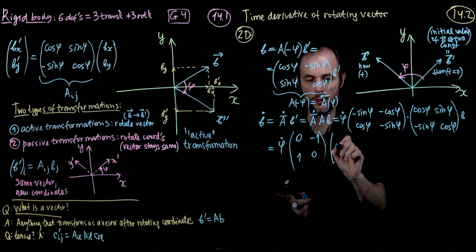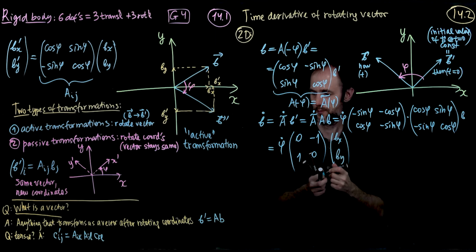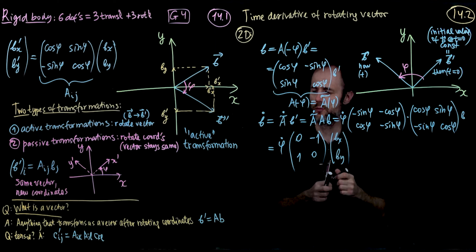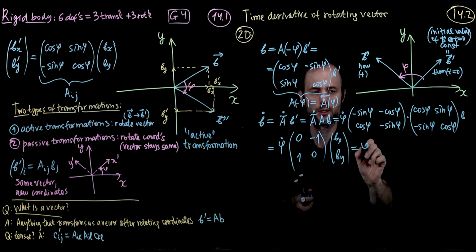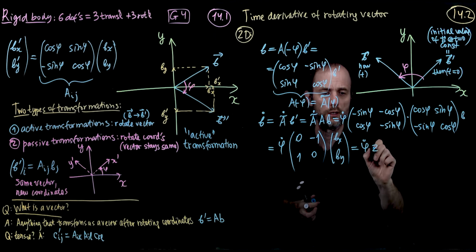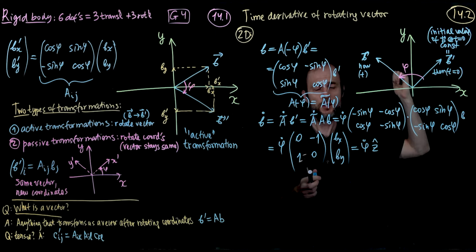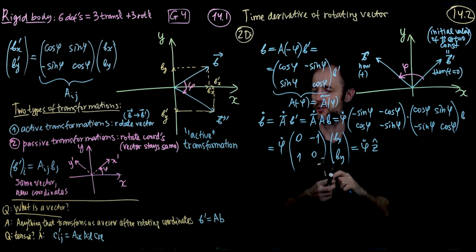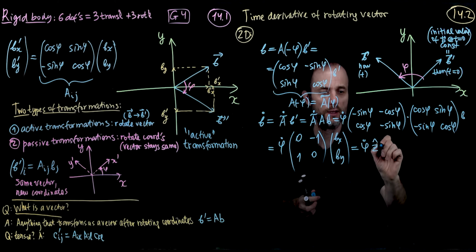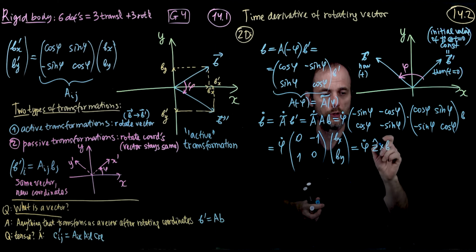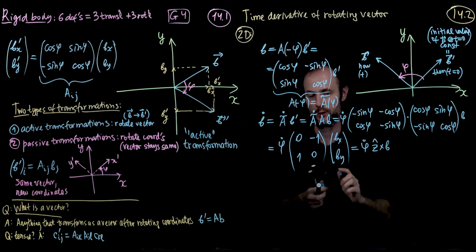So what we've gotten is this transformation. And this can be represented as a z vector that's sticking out of the plane. Hat means it's a unit vector sticking in that direction. And we can multiply that as a cross product by our vector b.